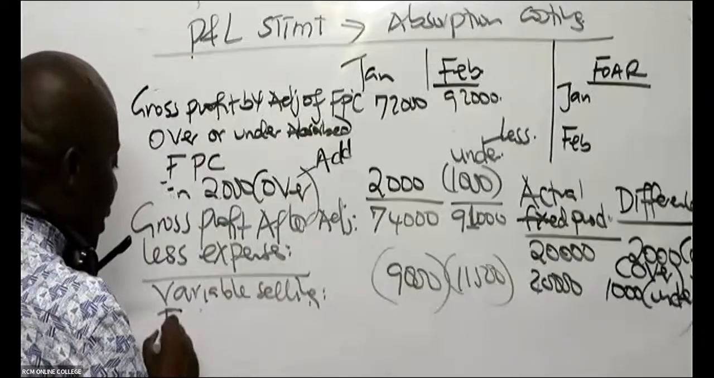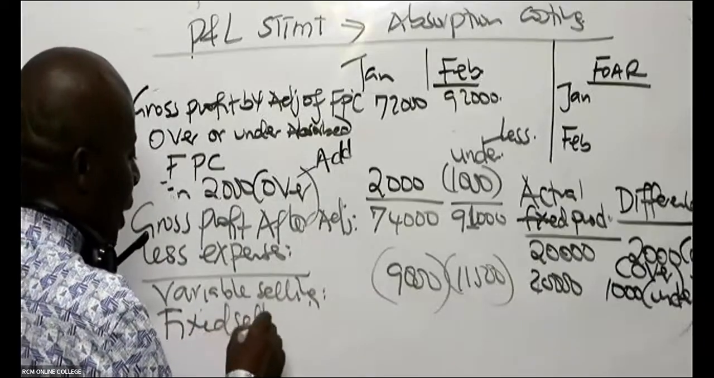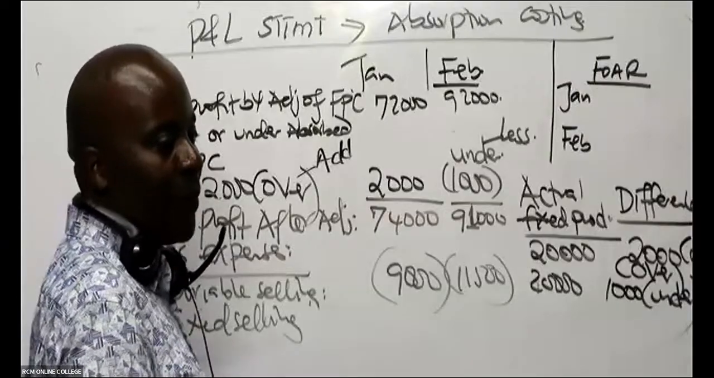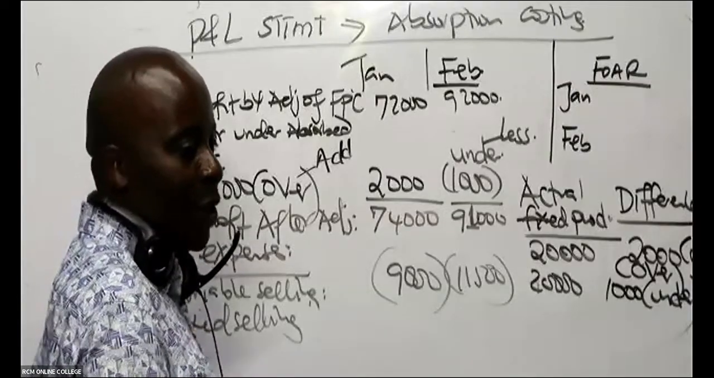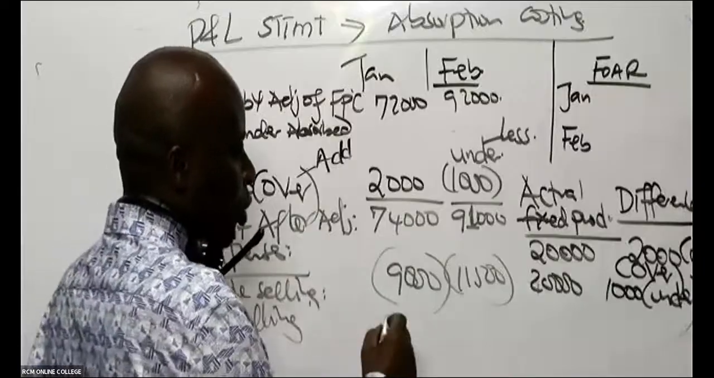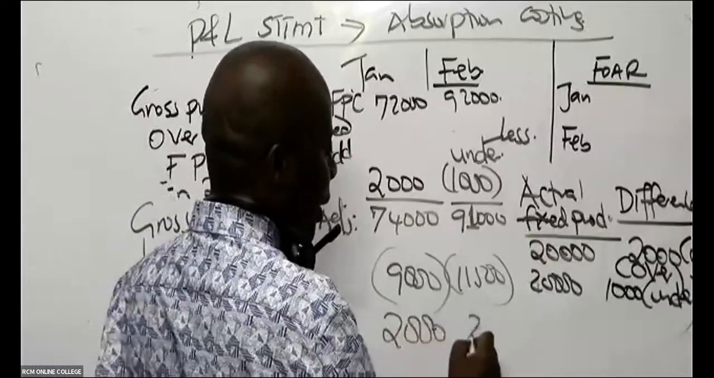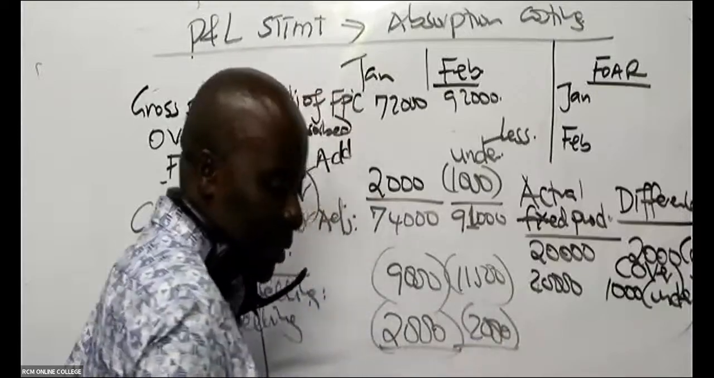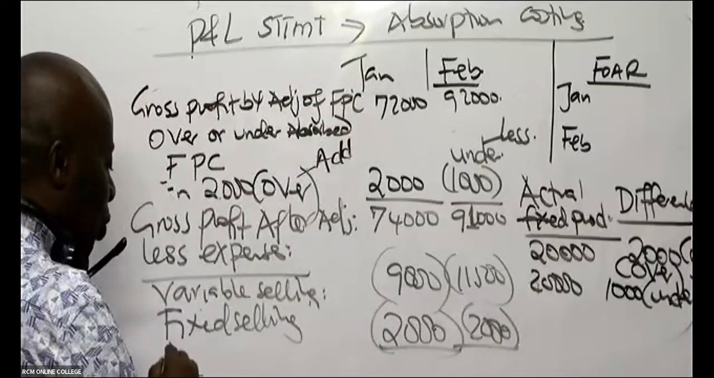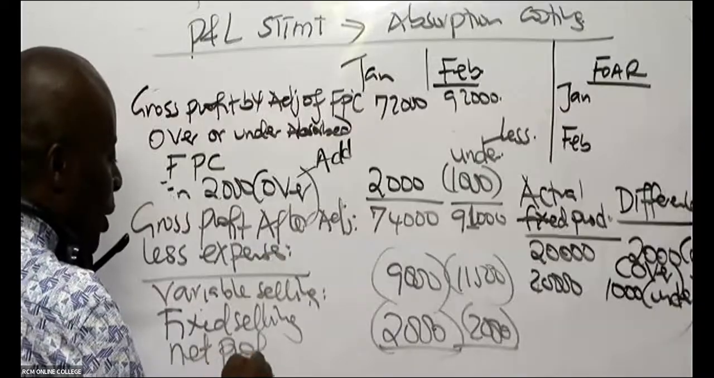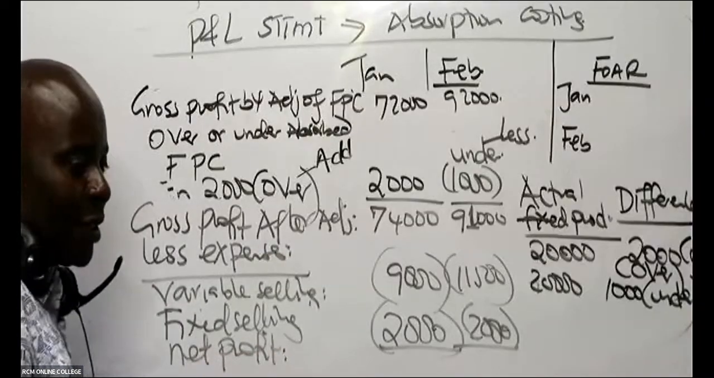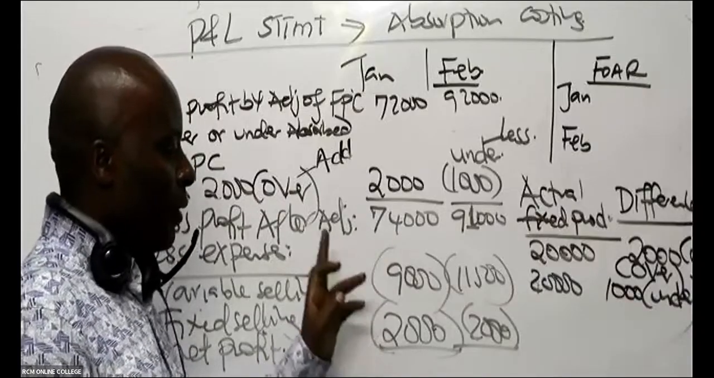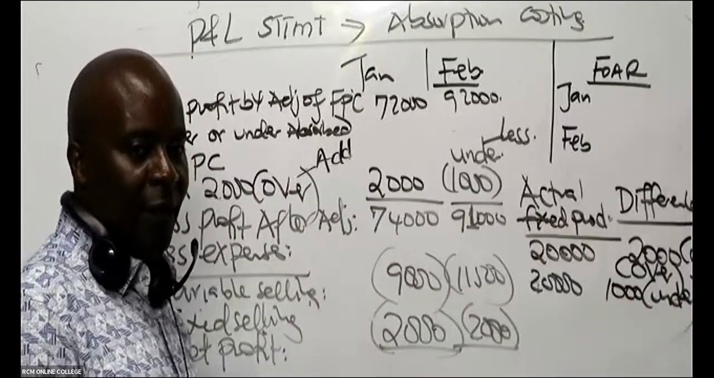So come here, we have our fixed selling. So fixed selling is how much? It is 2,000, not 20. So it is 2,000 in January and 2,000 in February, isn't it? You subtract like that. So now you are able to get what you could call net profit. Is that okay? You're able to get net profit. So net profit will be 74,000 minus this, minus this.